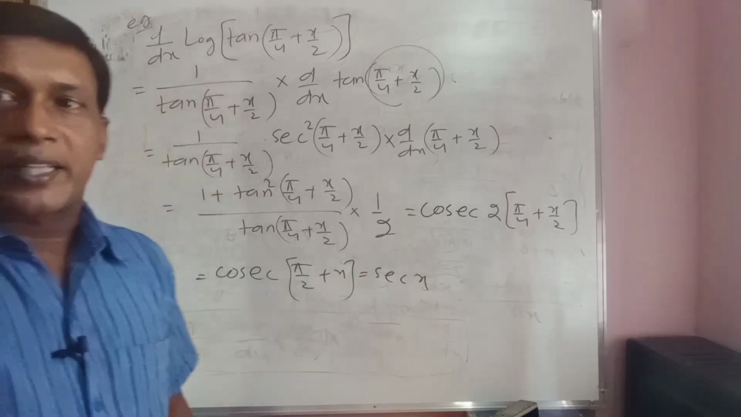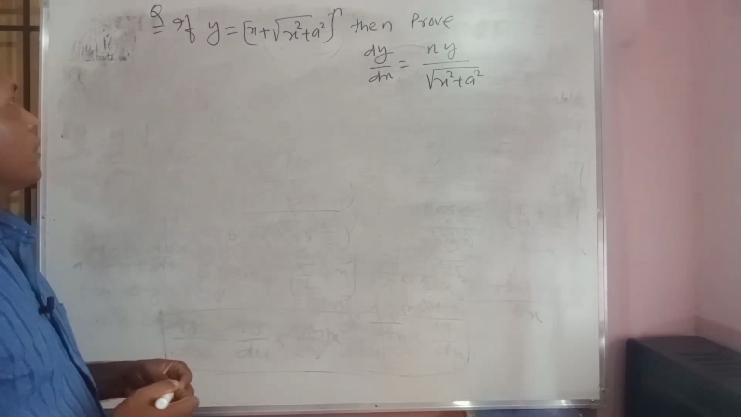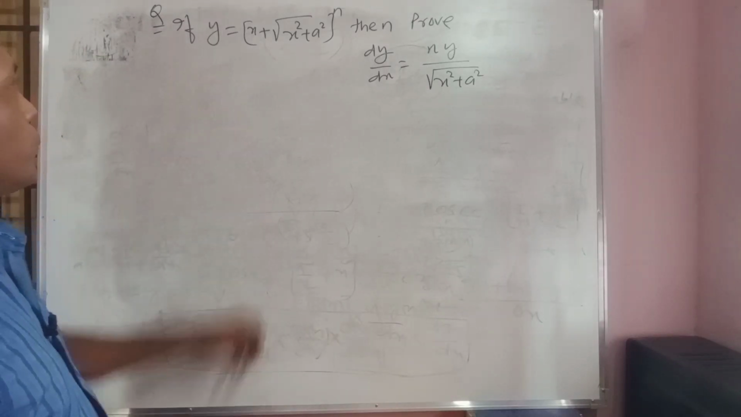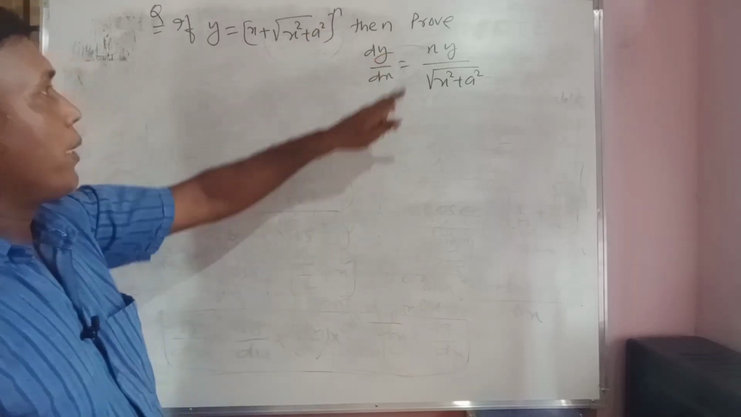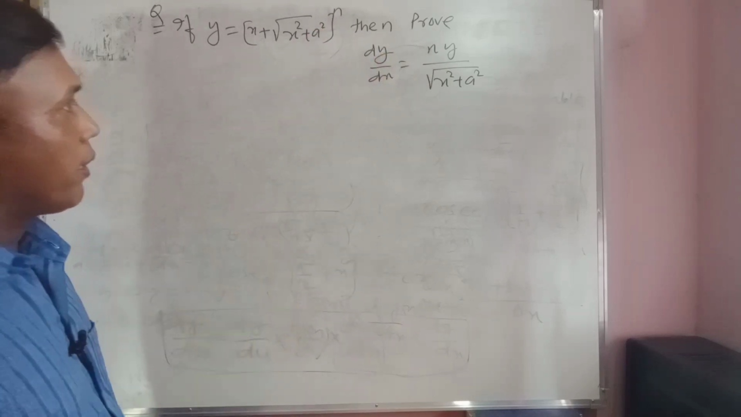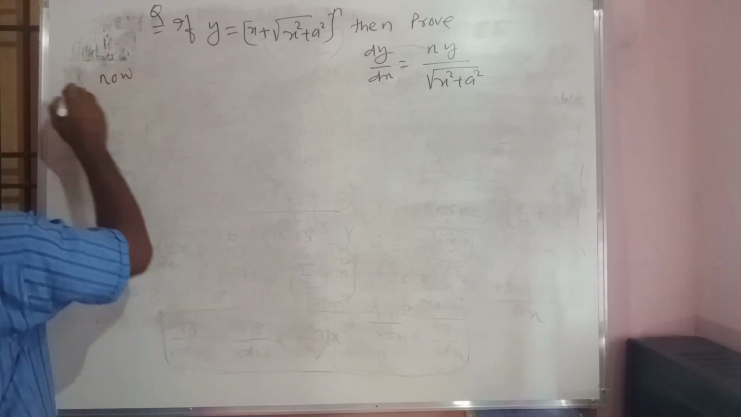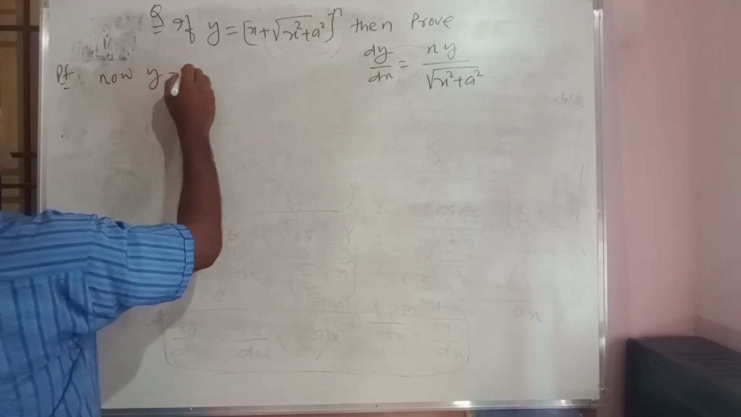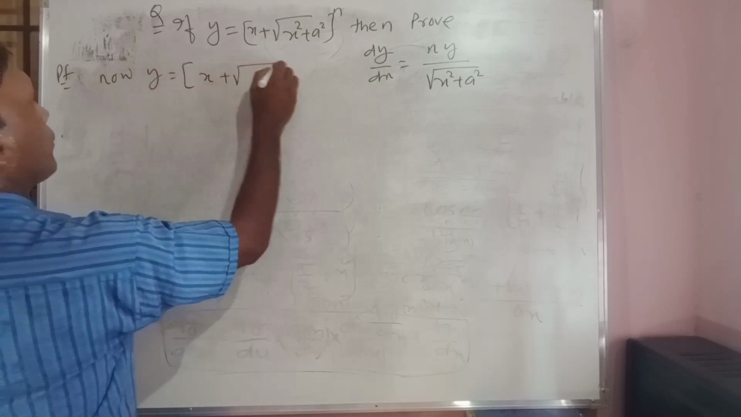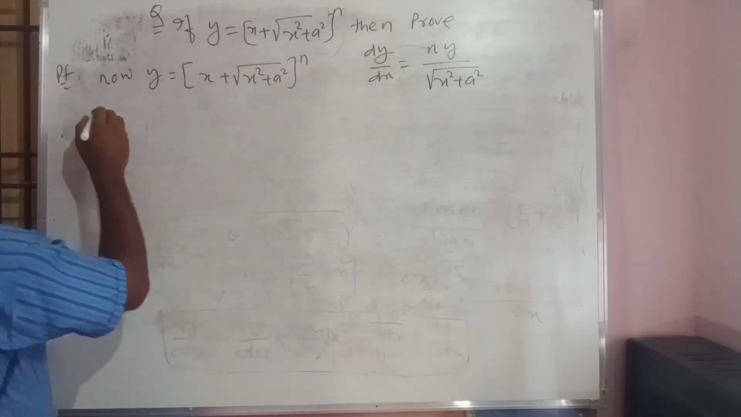So let us take another example. Take this example. The question is: if y is equal to (x plus root over (x square plus a square)) whole to the power n, then prove that dy by dx is equal to ny by root over (x square plus a square). Now, proof: y is equal to (x plus root over of x square plus a square) whole to the power n.